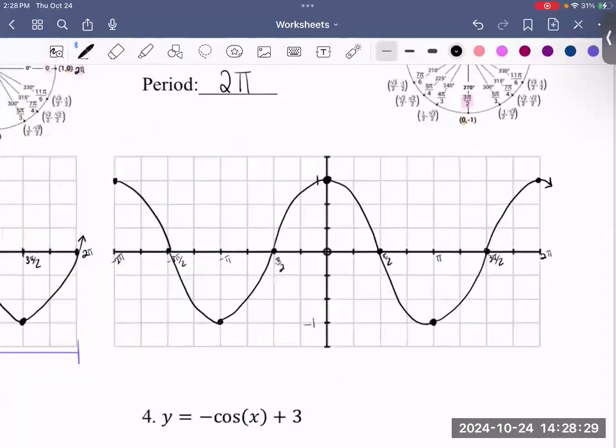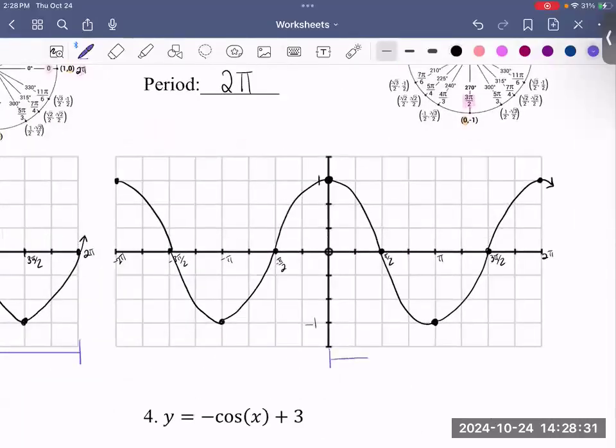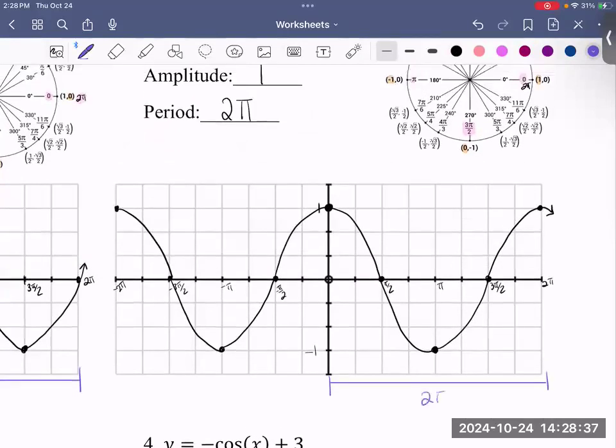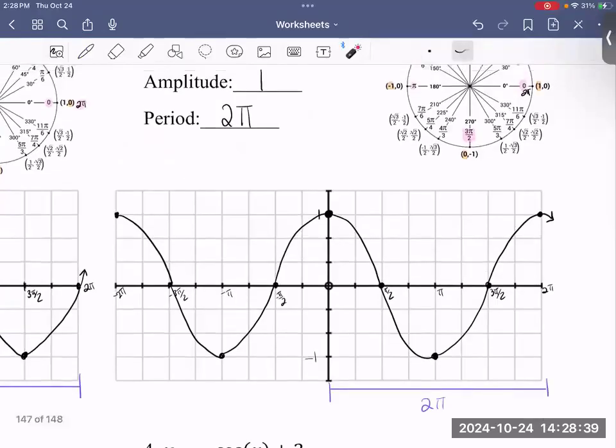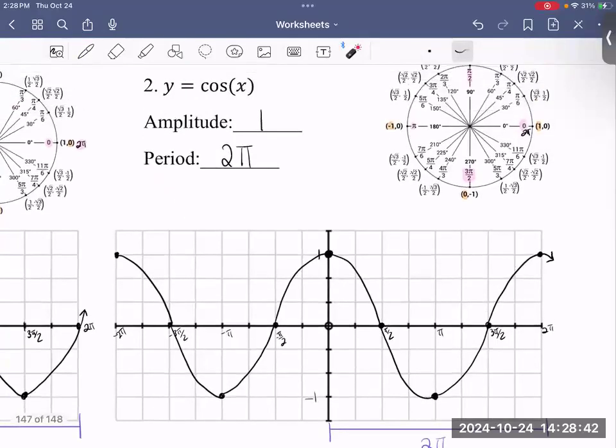And again, your period is 1 full revolution about your unit circle. And then your amplitude is the height of each wave. So the height of each wave here is 1.